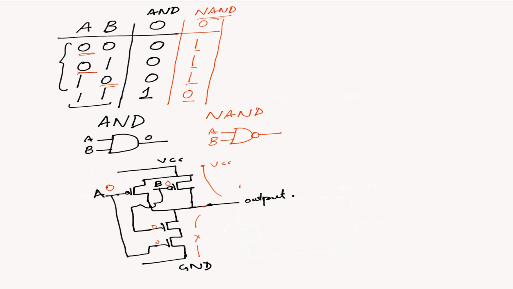If either of the inputs is 0, either of these PMOSes is on, and this node will be connected to VCC. And if either input is 0, one of the NMOSes is disconnected, so this node won't be able to reach 0. For this node to reach 0, you need both of these NMOSes on, and both will be on when they have 1, which is this condition. So this is an example of a NAND gate.